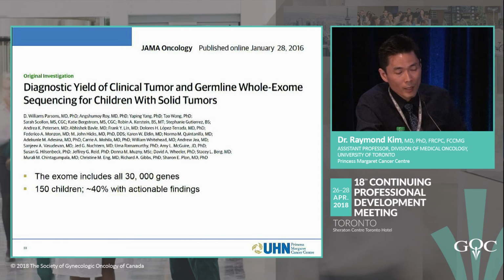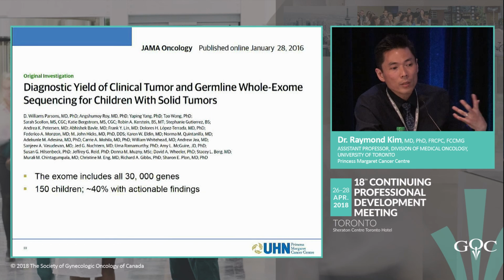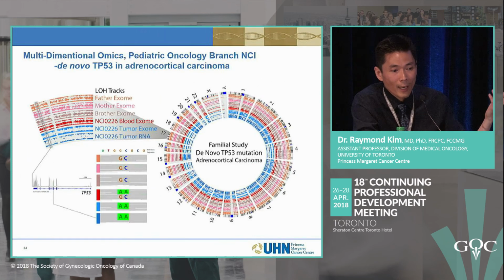99% of the whole genome is generally non-coding, and we actually don't know what they do. It's called the dark genome. So a lot of studies are coming out in pediatric cancers where they're doing whole exome sequencing and looking at the diagnostic yield on these patients and sequencing their germline and the genome.